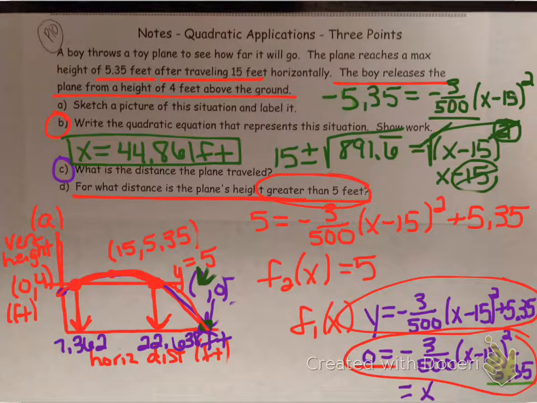So you would write it as x is in between 7.362 and 22.638. Okay, so that's how you're going to do a lot of these problems.